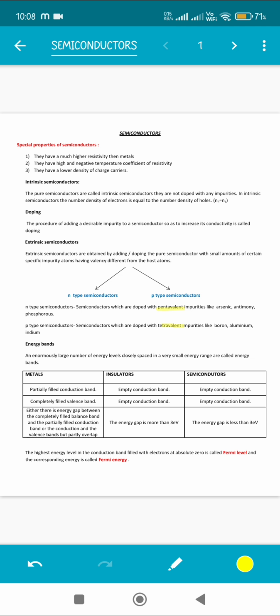Okay, now let's see what are the differences between metals, insulators and semiconductors on the basis of their energy bands. So in case of metals, the conduction band is partially filled already because of course it is a metal. So conduction will happen either way, with or without increasing temperature. So the conduction band is always partially filled. But in case of insulators and semiconductors, the conduction band is empty. That means there are no electrons in the conduction band yet. On increasing the temperature in semiconductors, electrons will jump from the valence band and move to the conduction band.